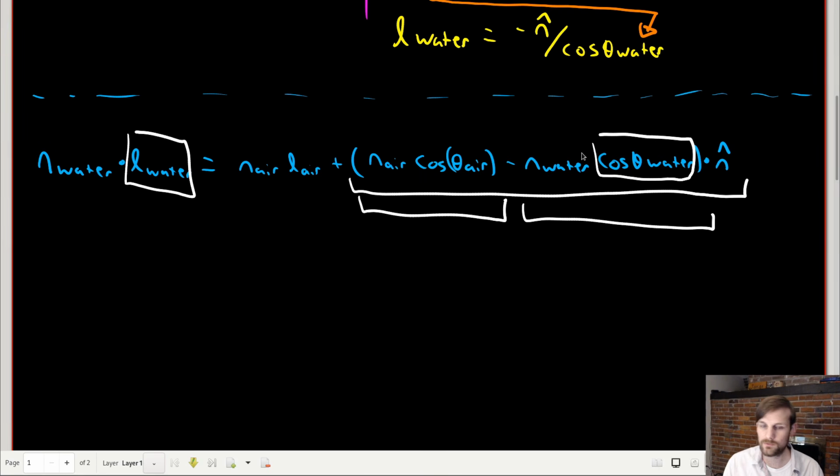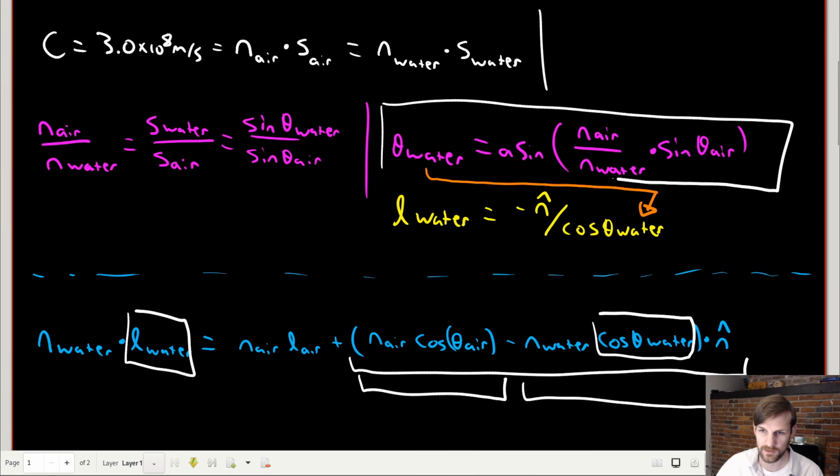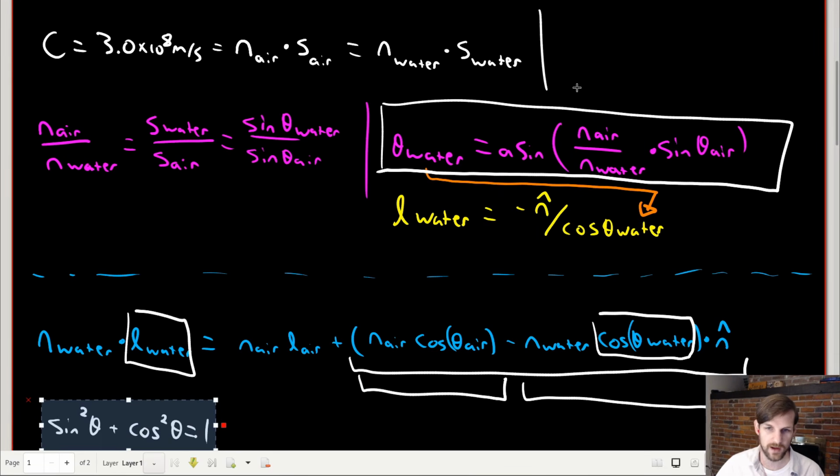Even though they're related, we can't use any wishy-washy math to kind of wave them away like a lot of physicists do. But we can actually bring back in Snell's law. Here we know that theta water is equal to this equation in here. So in principle, theta water is not completely unknown. Also, let me put parentheses down here. We also know that sine squared theta plus cosine squared theta is equal to 1. So let's move this down here. And we're going to rewrite this equation to be something slightly different.